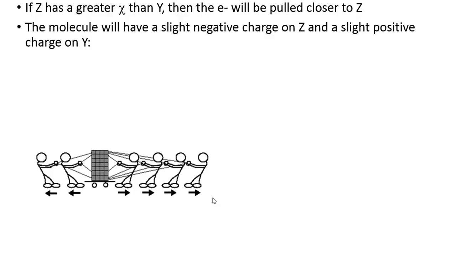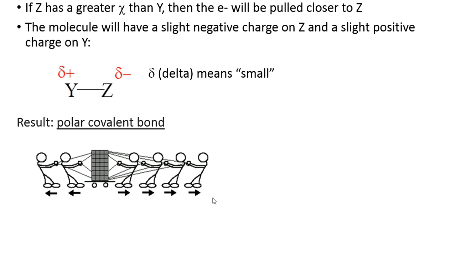If we now say that Z has got a larger electronegativity than Y, then some of that electron density will be pulled closer to Z. This means that that molecule will have a slight negative or a delta negative charge on Z, and will have a slight positive or a delta positive charge on Y. This result is a polar covalent bond, since more of the electron density will sit on the Z side of the bond compared to the Y side of the bond.